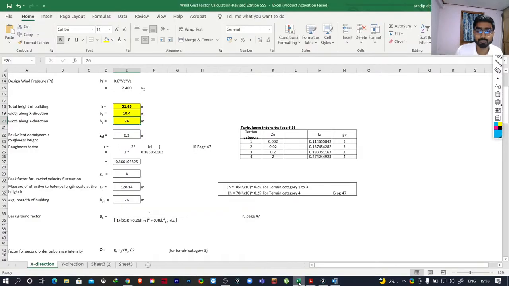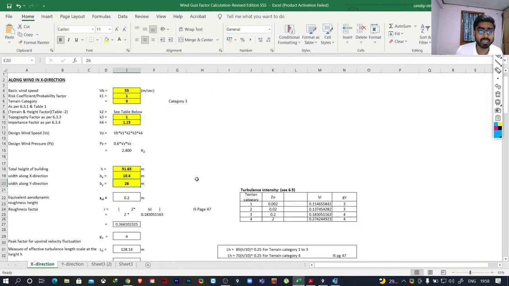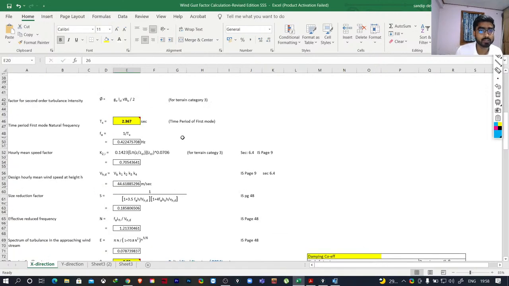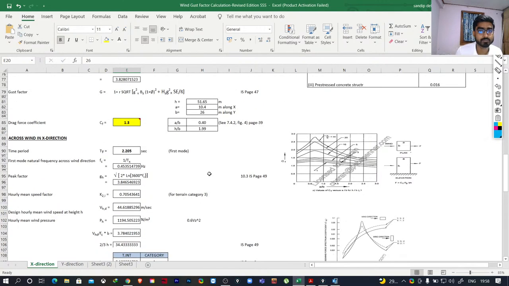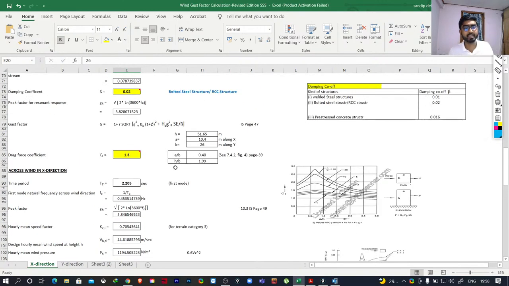As we have kept the A and B here, that is the BX and BY here, so we'll be getting a ratio of A by B. Okay, here you can see A by B and H by B. We just have to find out this A by B and H by B. So here we are getting A by B as 0.4 and H by B as 1.99. This is for X direction, remember.